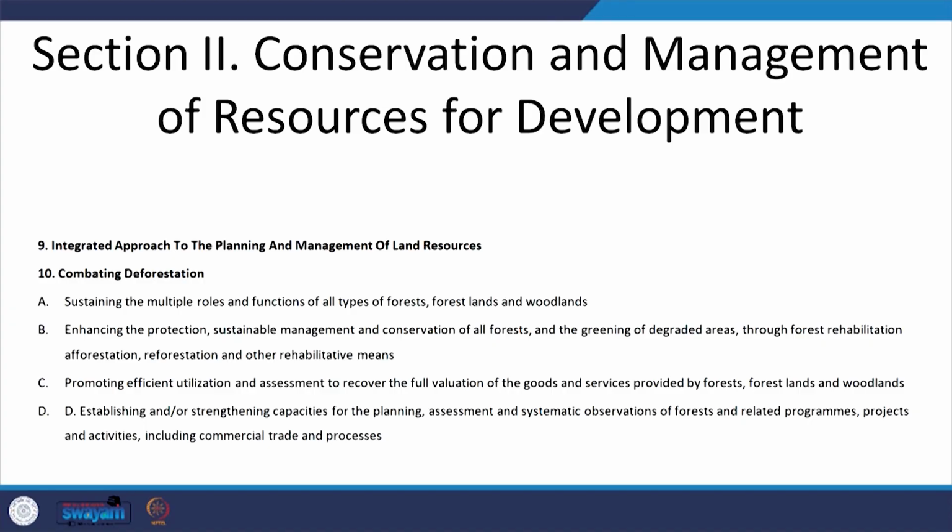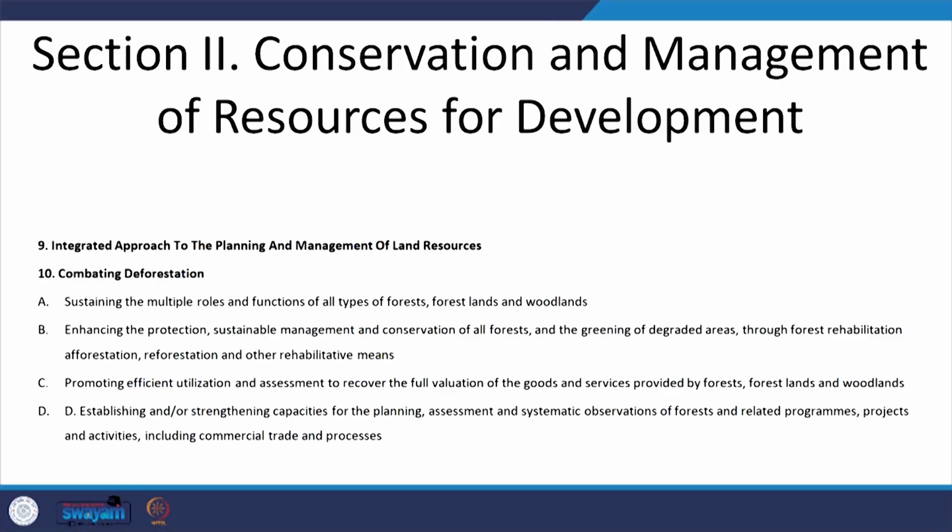That is why, besides having a separate agenda under the socio-economic dimension, there is again a repetition, an emphasis on promoting sustainable development while talking about protecting the atmosphere. The next agenda is an integrated approach to the planning and management of land resources, which is the key to sustainable development. Anything which is sustainable is integrated. It is an interconnected system where all the systems are coming together.